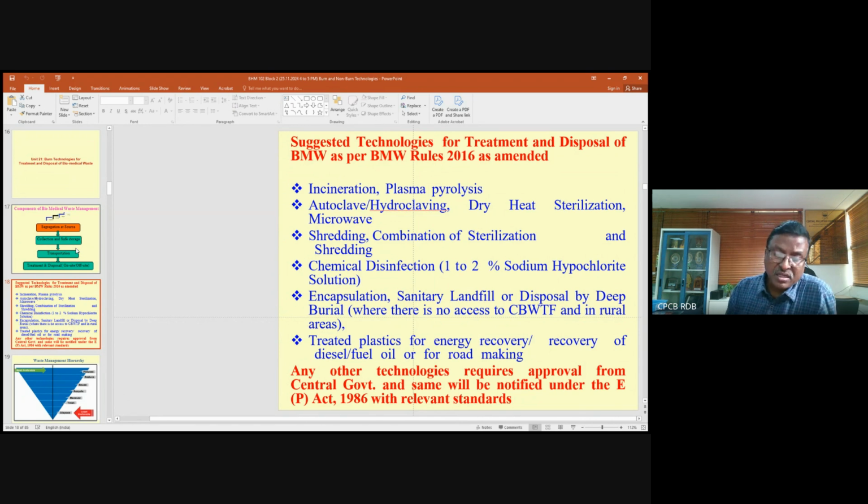Encapsulation means containment of the waste within a pipe, or using concrete or a binding agent, or disposal of the waste through a secure landfill, where there is a liner system. You dispose of all the waste, then the waste is covered with the liners, and that is completely closed forever. And where you do not have any common biomedical waste facility, or in rural areas, generally the waste can be disposed of by deep burial, especially in villages or non-towns. Whereas treated plastics, etc., can be used for energy recovery, for recovery of diesel or fuel, or for road making.